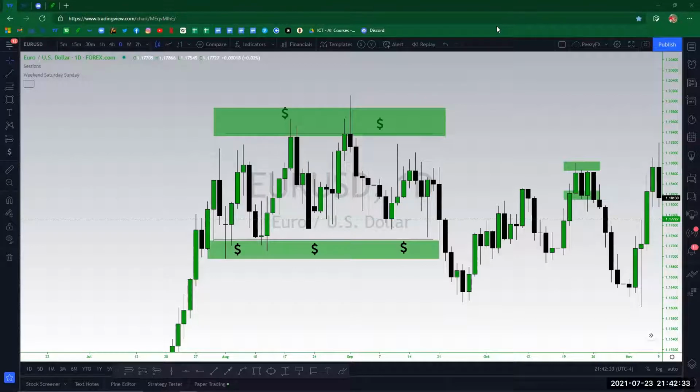And today we're going to touch on liquidity and the aspects of it. So as you can see, I have a period of consolidation marked up here on my charts. And I have support and resistance.